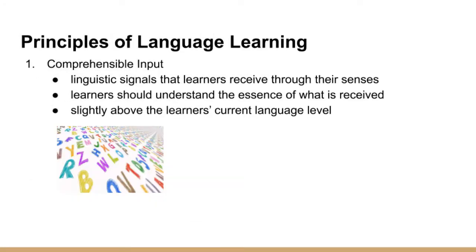Language learning requires comprehensible input. Input is the linguistic signals that learners receive through their senses, for instance, through listening to someone talking in the target language, reading a short story in the target language, or watching a movie or someone signing. In order for input to be useful for language learning, however, it should be comprehensible. That is, learners should understand the essence of what is received. This level of comprehensibility is usually described as being slightly above the learner's current language level.